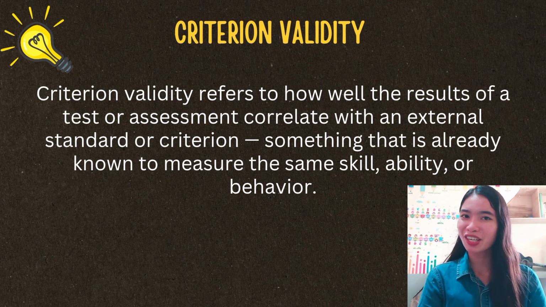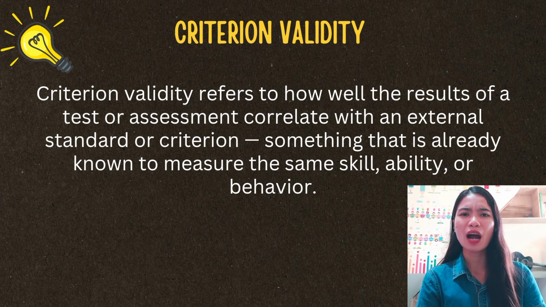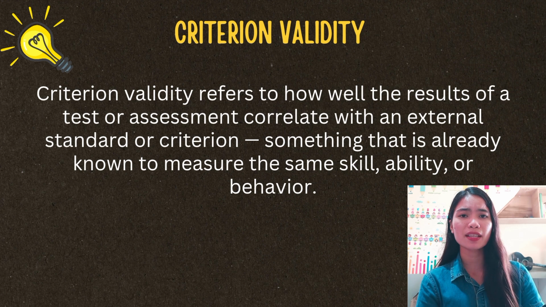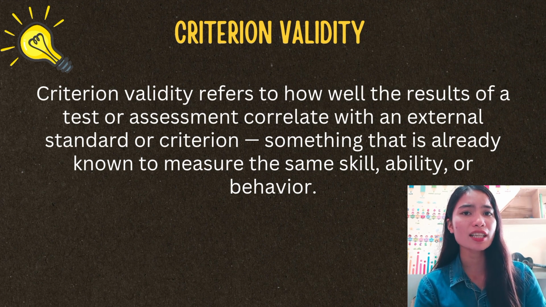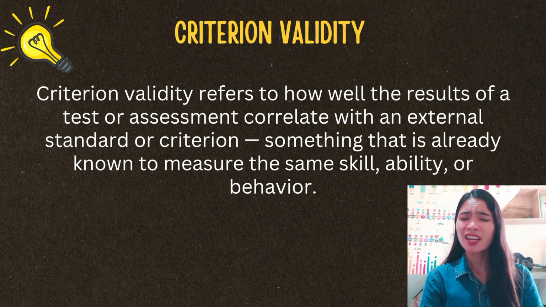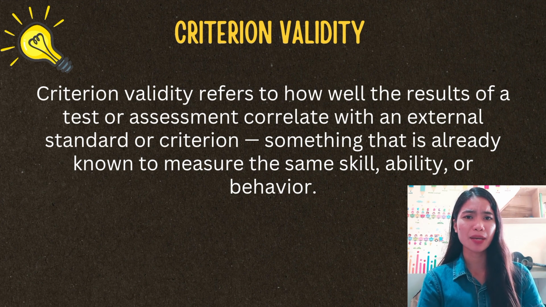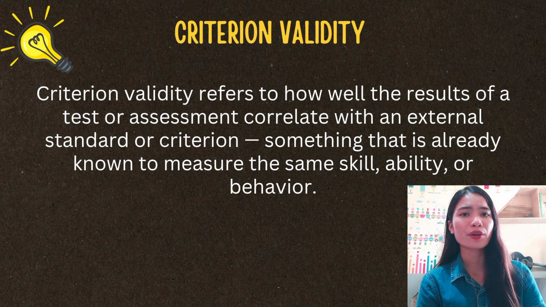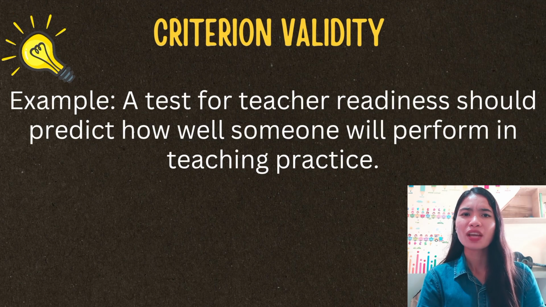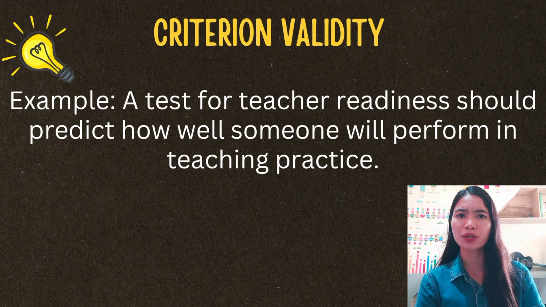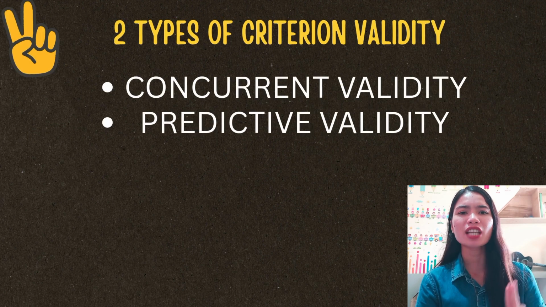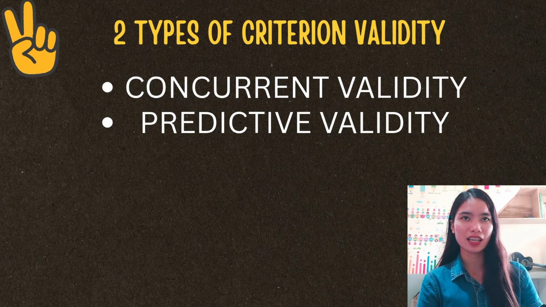Third is criterion validity. It refers to how well the results of a test or assessment correlate with an external standard or criterion, something that is already known to measure the same skill, ability, or behavior. In other words, it is about whether test results are consistent with an external measure or can accurately predict future outcomes. For example, a test for teacher readiness should predict how well someone will perform in teaching practice. So we have two types of criterion validity.